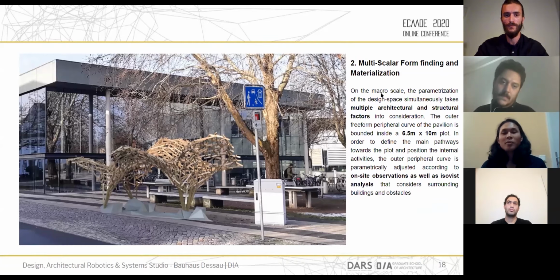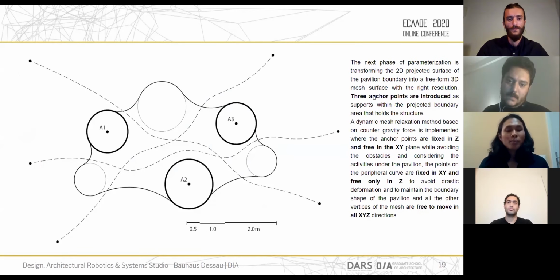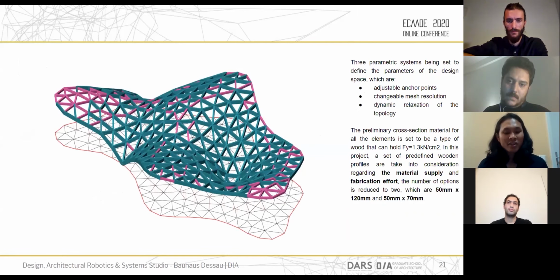Okay, thank you, Valmir. For the multiscalar form finding and materialization, the macro design of this pavilion is considering multiple architecture and structure inputs. The overall pavilion is designed with three anchor points that are freely roaming in the parameter bounding of this pavilion, while considering the human activities under it. The mesh resolution for this pavilion is set to 300, considering the design factor. The dynamic mesh relaxation process is introduced to obtain better mesh quality. The anti-gravitational force is applied to the pavilion with the help of Kangaroo, and then we introduce these two cross-sections of the wood to give the thickness variation to the pavilion.